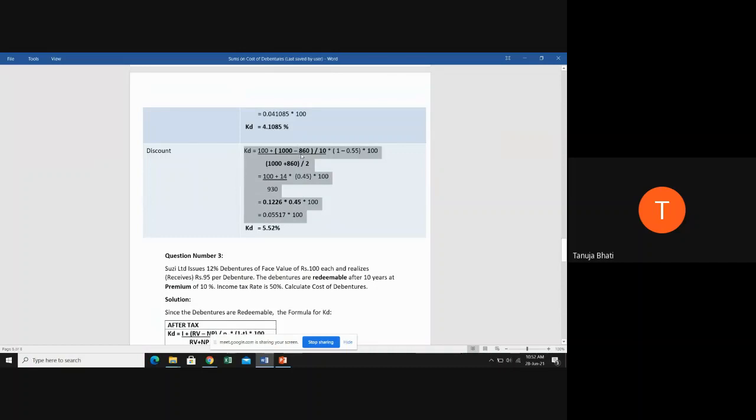Only the value of NP is changing here, since it is issued at discount. Rest other values remain the same. Remember, students, only the value of NP is going to change. Rest all the values are the same. And the KD is 5.52% if the debentures are issued at discount.